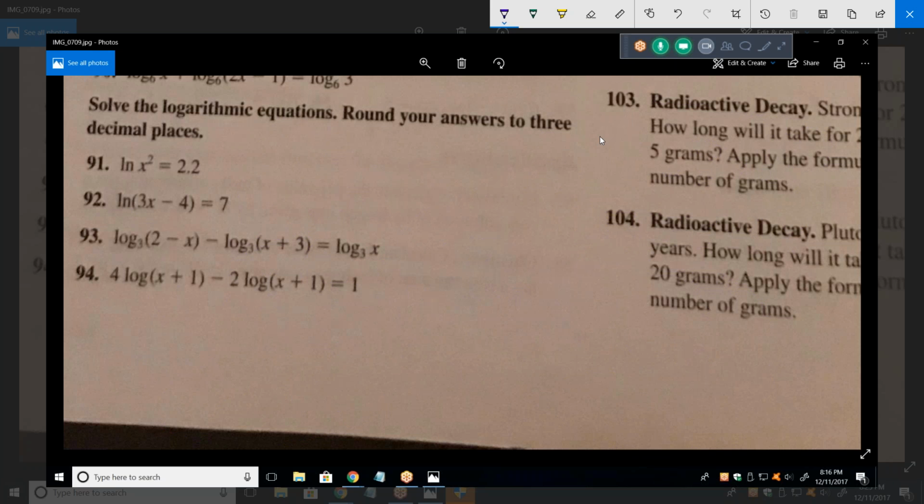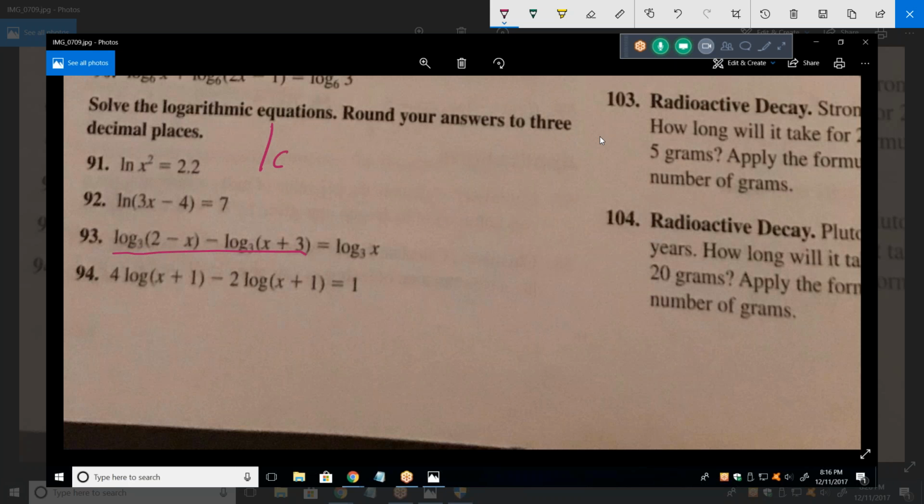Let's try to do another one here. Yeah, we could do number 93. 93 involves combining two log terms that are on the same side of the equation. How do you combine those two into a single log expression?